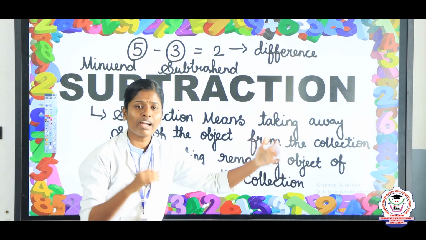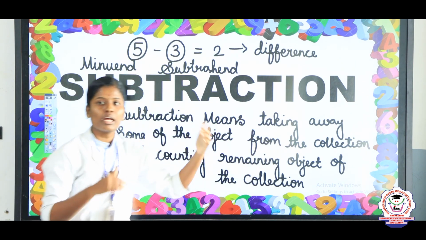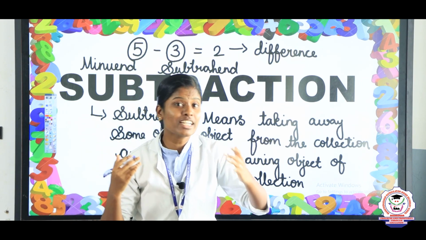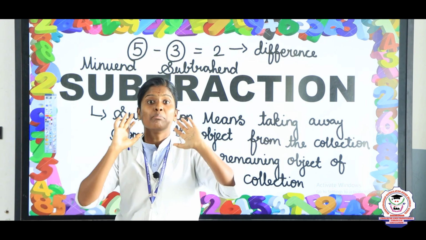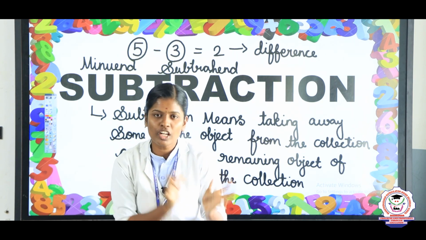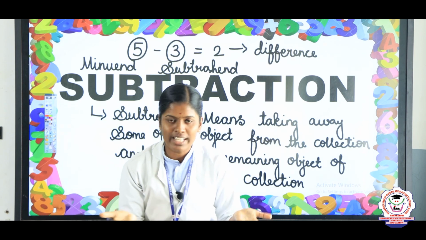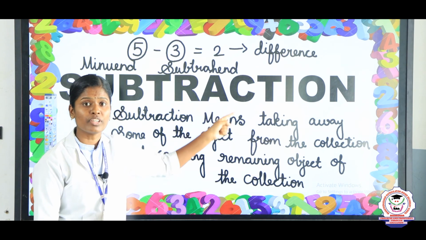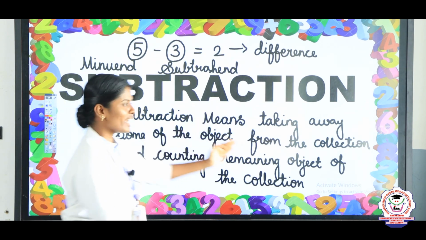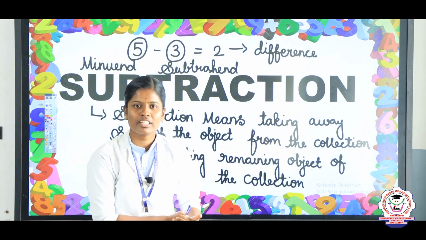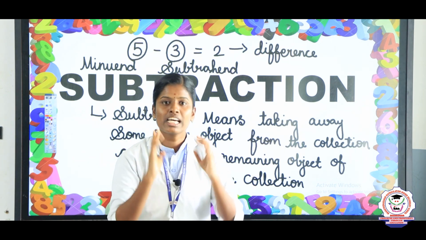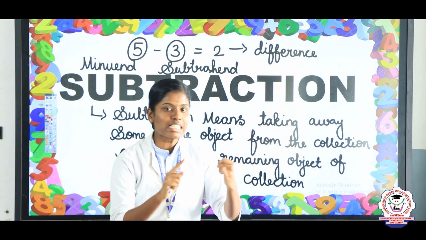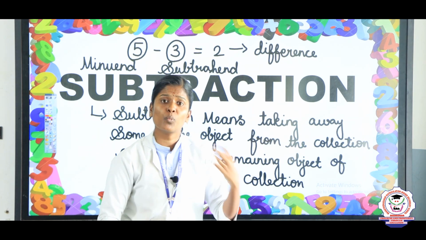So listen my children, why do we call the first number the minuend? Because it is the number from which you take something, so it must be a larger number. The larger number is called the minuend and the smaller number is called the subtrahend, and the final answer is called the difference. Today we will see only 2 topics: subtraction without regrouping and subtraction with regrouping.